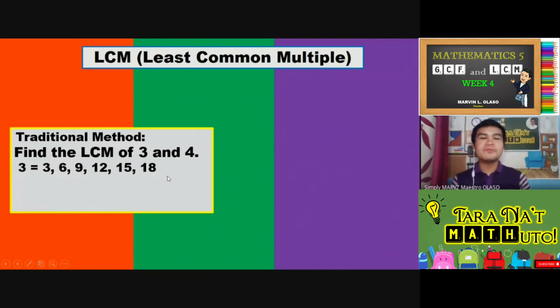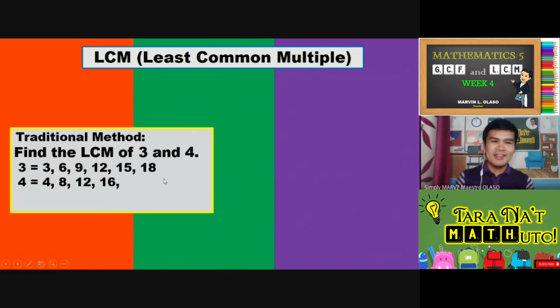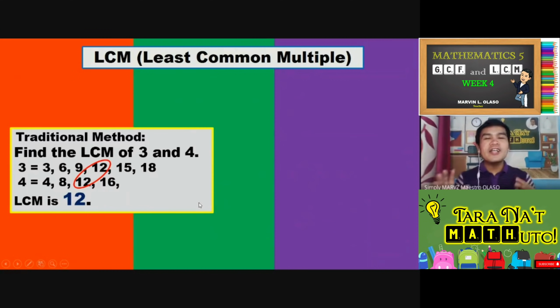Okay. Now, what about 4? List down all the multiples. We have 4, 8, 12, 16. Now, kapag may nakita na kayong multiple na given doon sa unang number, okay, you have to stop now listing down the multiples. For example, this one. So what is the common multiple that you can see now in number 3 and number 4? Yes, we have 12. Okay? Therefore, the LCM of 3 and 4 is 12.